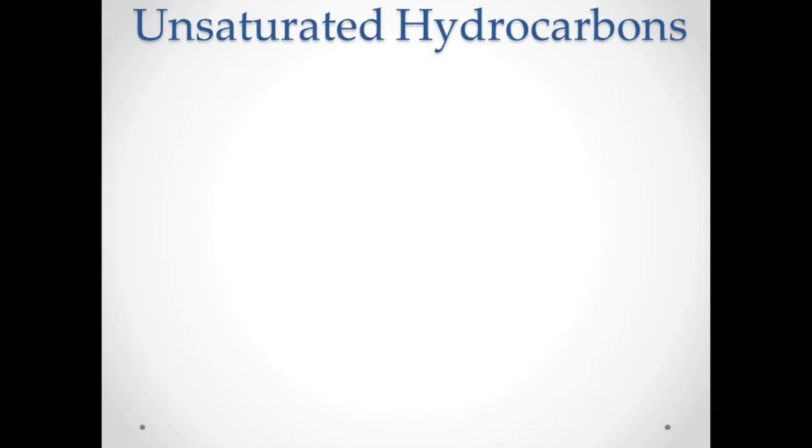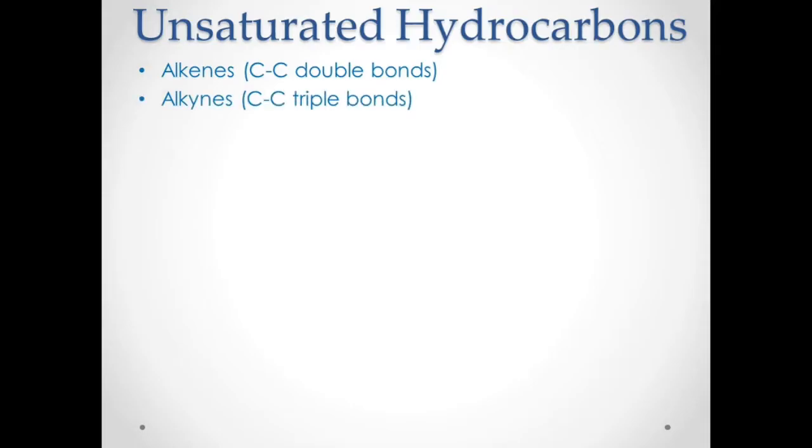So basically, alkanes are called saturated hydrocarbons because they are composed of carbon to carbon single bonds only. For unsaturated hydrocarbons, we have alkenes, which contain carbon to carbon double bonds, alkynes, which contain carbon to carbon triple bonds, and of course, the last one is the aromatic, which contains the benzene ring.